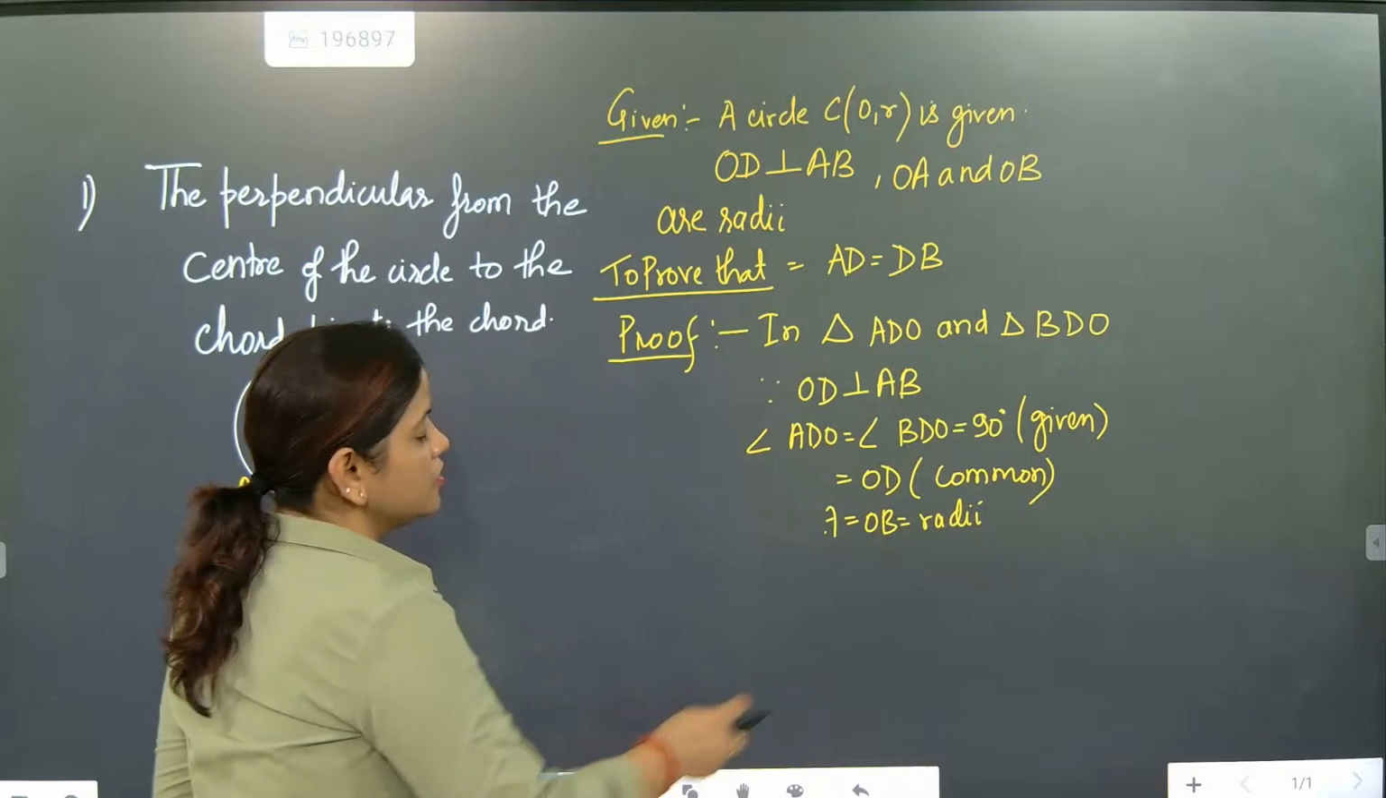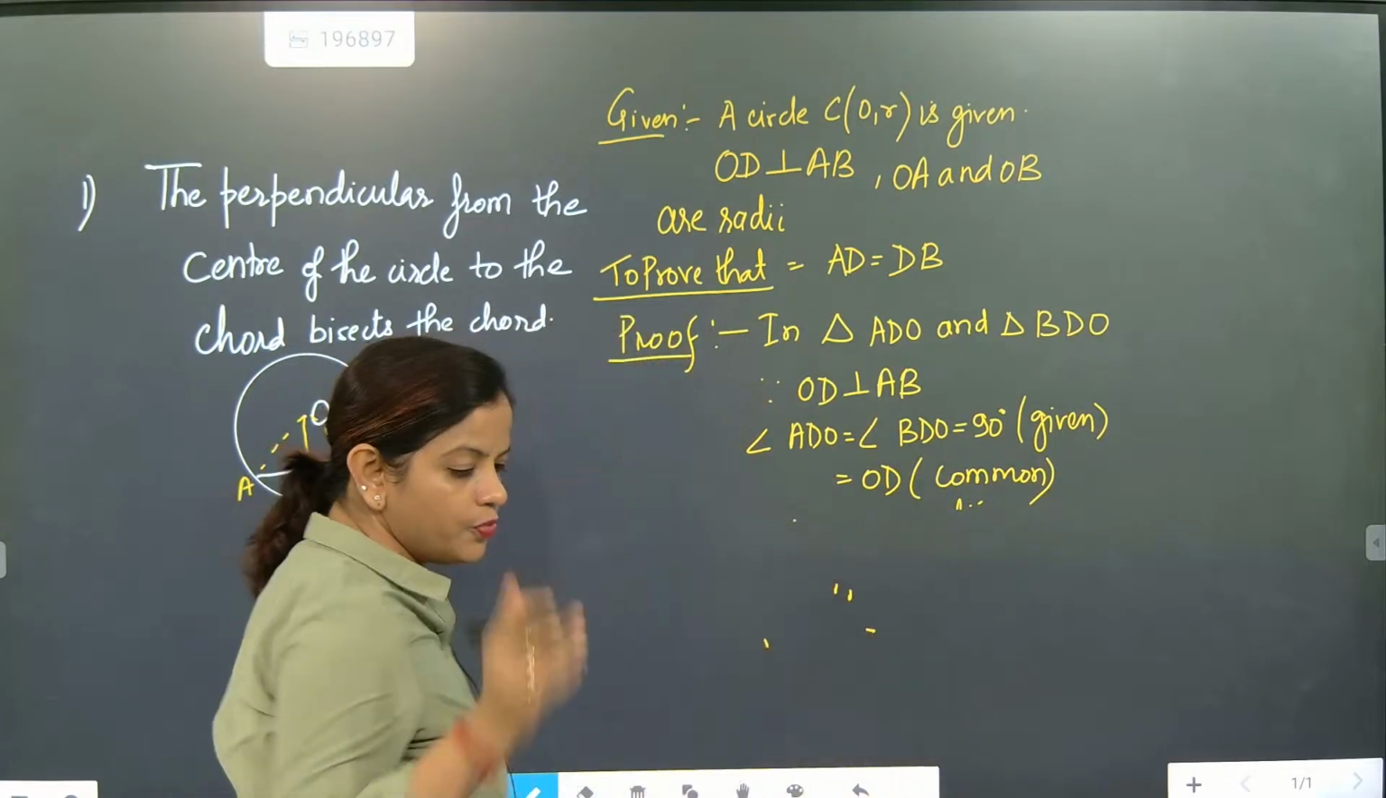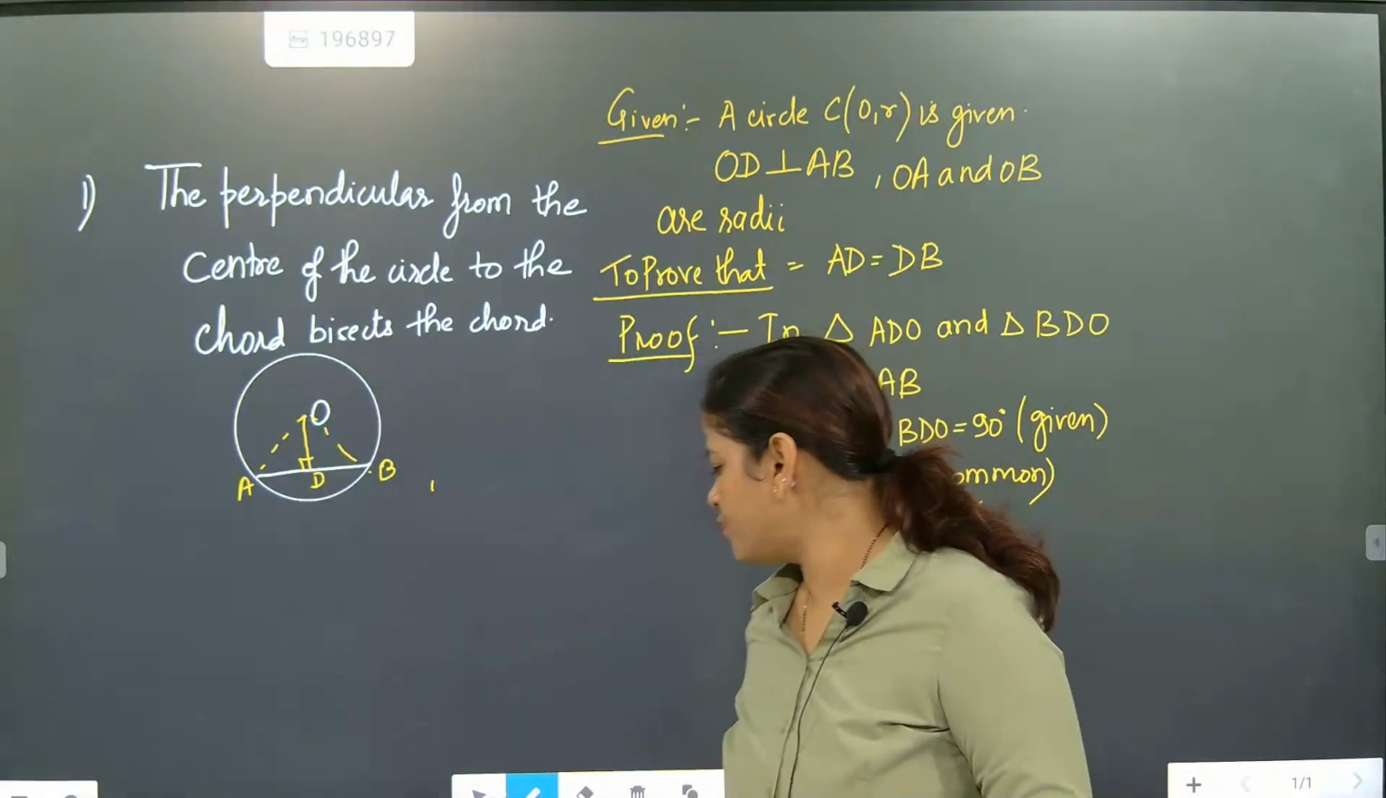So look here. OA is equal to OB, radii. Come here. I'm going to prove this part. A very important theorem I'm proving here.